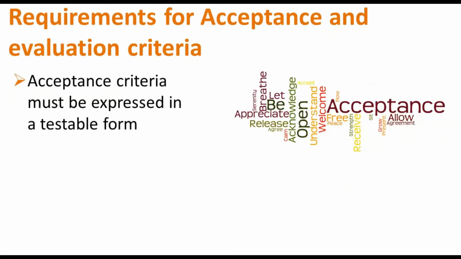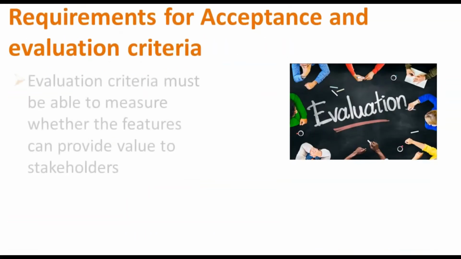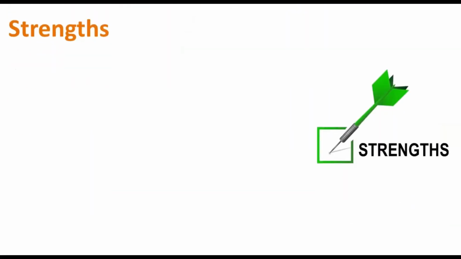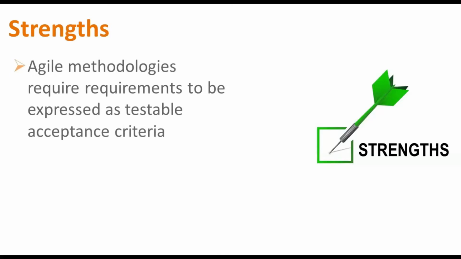BABoK expects that acceptance criteria must be expressed in a testable form. That means there should be a way to test the acceptance criteria. Evaluation criteria must be able to measure whether the features can provide value to stakeholders. Coming to the strengths of acceptance criteria, agile methodologies require requirements to be expressed as testable acceptance criteria. That's what I just discussed in user story.